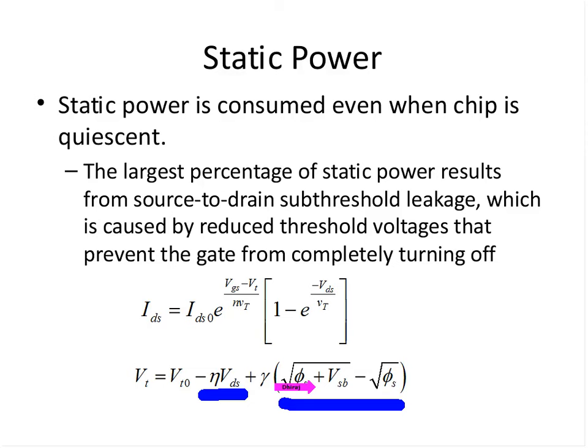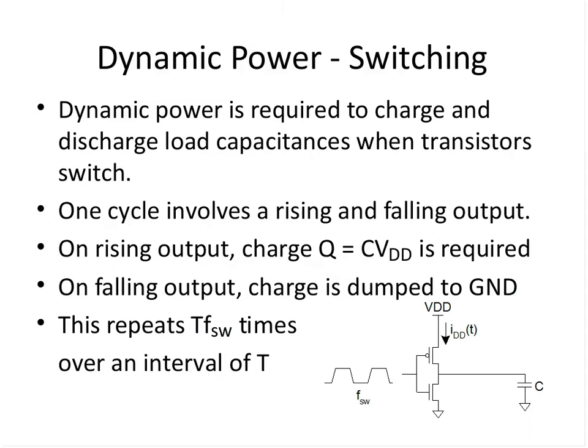How is this useful for us? I stress that static power in present day, or we use the term leakage power, is caused due to sub threshold source to drain leakage. This leakage power is the majority component in the static power. Now comes the dynamic power. Dynamic power has two types, switching and internal.